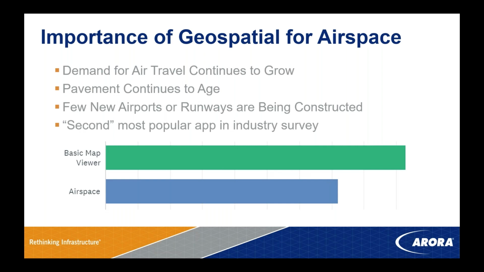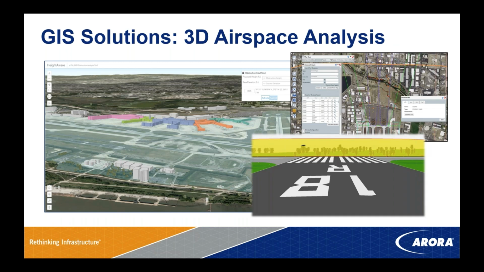One that always ranks either number 1 or number 2 after the basic map viewer is Airspace. The reason for Airspace being so popular is that we have continued growth through the history of the aviation industry. The demand for air travel has grown at a fairly steady pace. Yet the amount of infrastructure that we have, the airports and the runways and taxiways that can support that, just aren't growing at the same pace. We need to be able to get more out of the assets that we have. And technology and information, geospatial information, is the way to do that. And so that's why airspace is such an important area to look at. How do we get more out of our limited airspace using these tools?